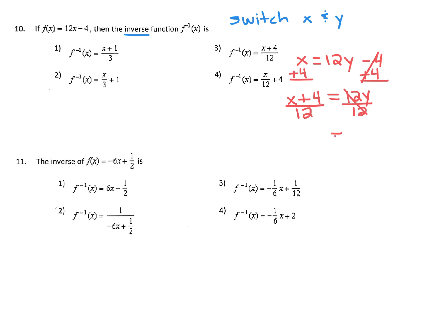All right, so now instead of y, I'm going to replace this with f inverse of x. Okay, so now let's look at the answer choices and let's see what they want us to do with this. So if they want us to divide anything, well, x over 12, but that would be plus 1/3, not plus 4. Okay, look at choice 3. It says the exact same thing. We don't even have to manipulate that at all. So we're just going to leave that as x plus 4 over 12. So choice 3 is our answer.